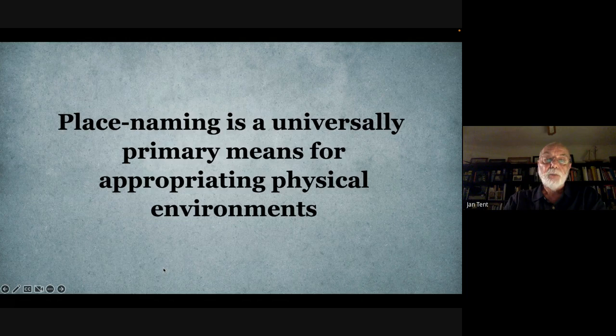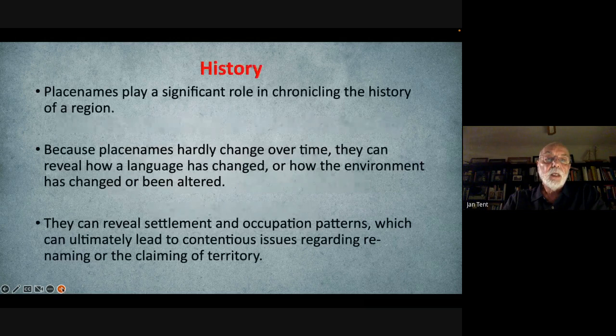Place naming is universally a primary means for appropriating physical environments. And to name a place is really like a symbolic way of taking possession of it. So they play a significant role in the history of a region. I'll give some examples in a moment. Because place names hardly change, they can reveal how language has changed or how the environment has been altered. So place names are very, very important for linguistics and also for environmental sciences. They can reveal settlement and occupation patterns, which can ultimately lead to contentious issues regarding renaming, the claiming of territory, as we have just seen.